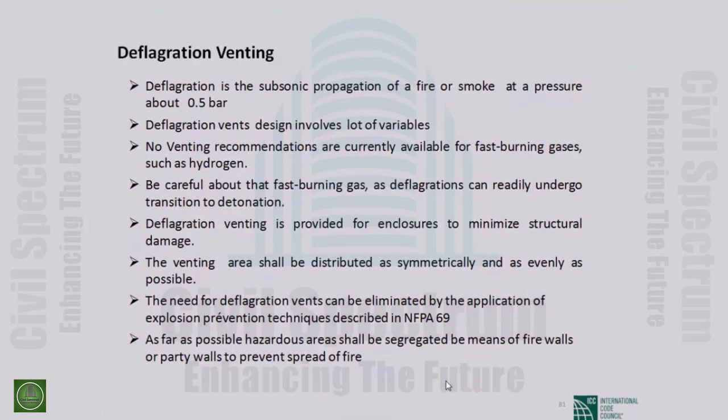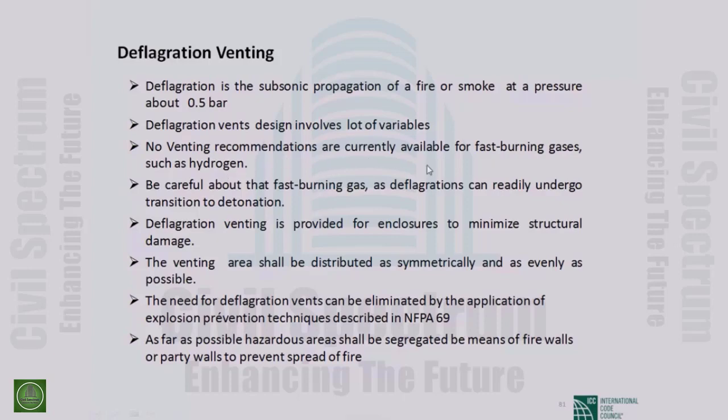Now something about deflagration venting. Deflagration is the subsonic propagation of fire or smoke at a pressure of about 0.5 bar. Deflagration vent design involves a lot of variables because there is a lot of variation in propagation. No venting recommendations are currently available for fast burning gases, such as hydrogen. For hydrogen, the burning is very fast. This is actually not deflagration; this is something like detonation.